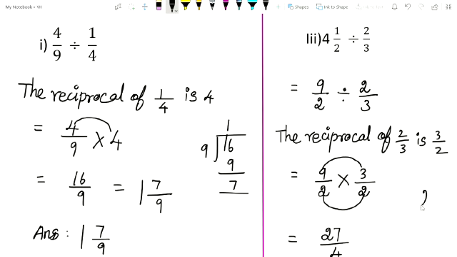Now you divide this to convert into a mixed fraction. So 5 4s are 20, 6 4s are 24, and 7 4s are 28, which is greater than this number. So you choose 6 times, because 7 times is greater than this number. 6 4s are 24. Now you subtract this. 27 minus 24, you get 3.